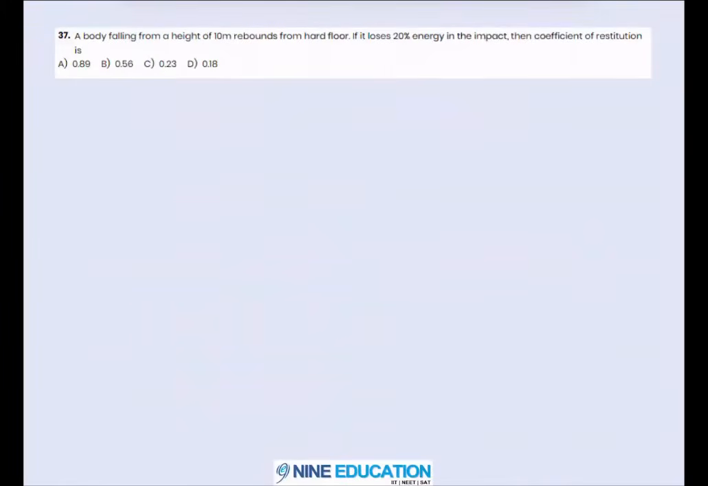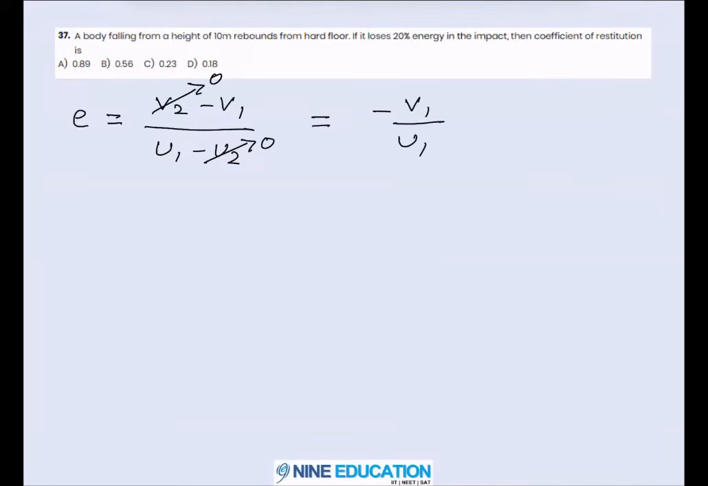Okay. Now, in this particular question, a body is falling from a height of 10 meter. It loses 20% of its initial energy, and we have to calculate the coefficient of restitution, right? First, let us discuss what exactly the definition of coefficient of restitution is. It is the separation velocity divided by the approach velocity, which is u1 minus u2. Correct? Now, as it is striking the ground, which has infinite mass, the ground will not move. If I consider the ground as my second body, that means V2 and U2 both will become 0, and e will be defined as minus V1 by U1.